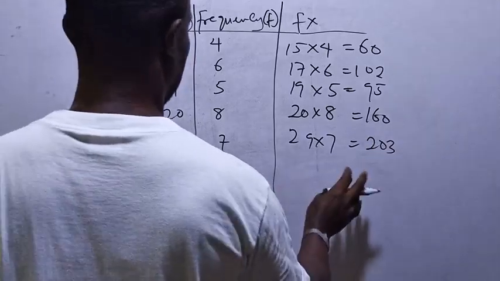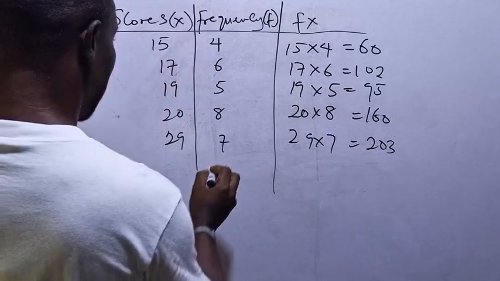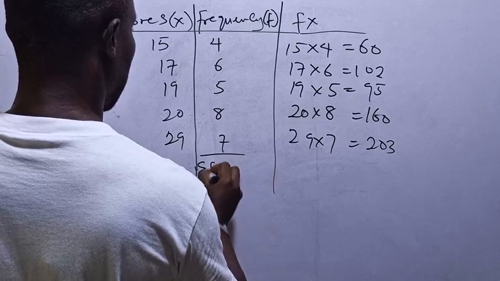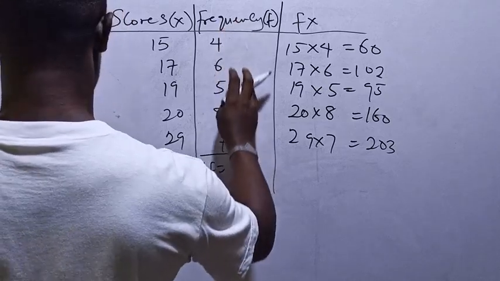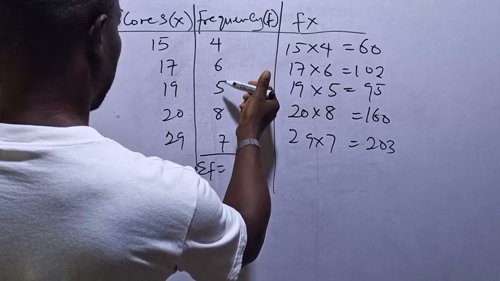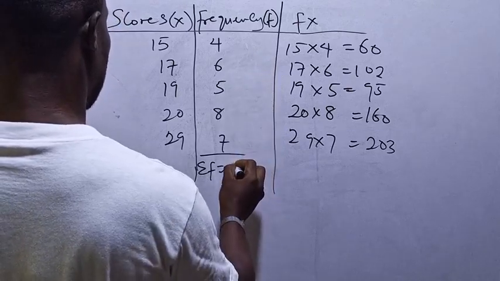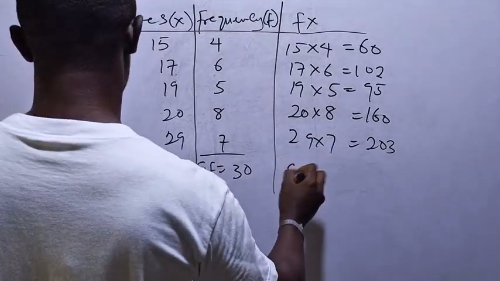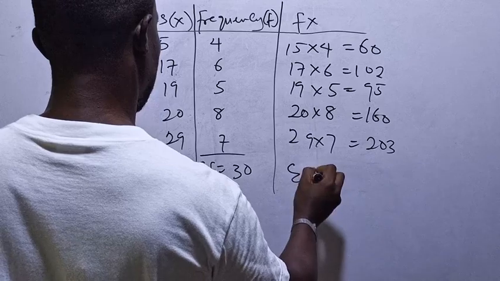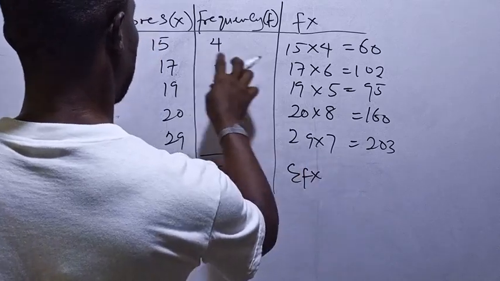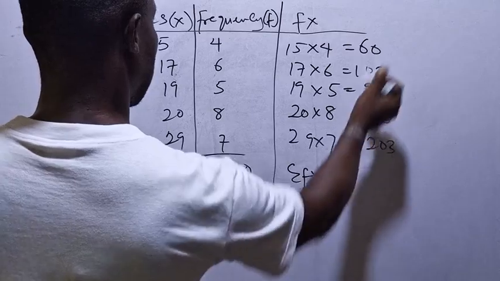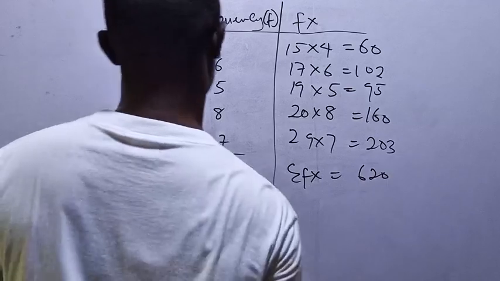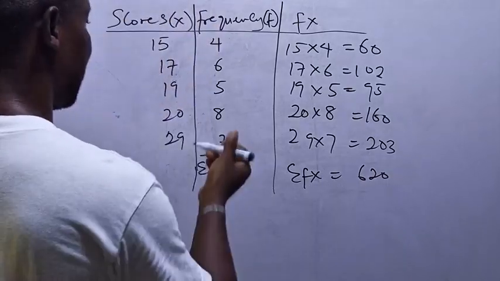Now this is almost done. We sum the whole frequency, summation f, the totality of the frequency. If we sum 4 plus 6 plus 5 plus 8 plus 7, we arrive at 30. Now, the summation of fS, that's the frequency multiplied by the score, the totality of these numbers will arrive at 620. I believe you guys are following.